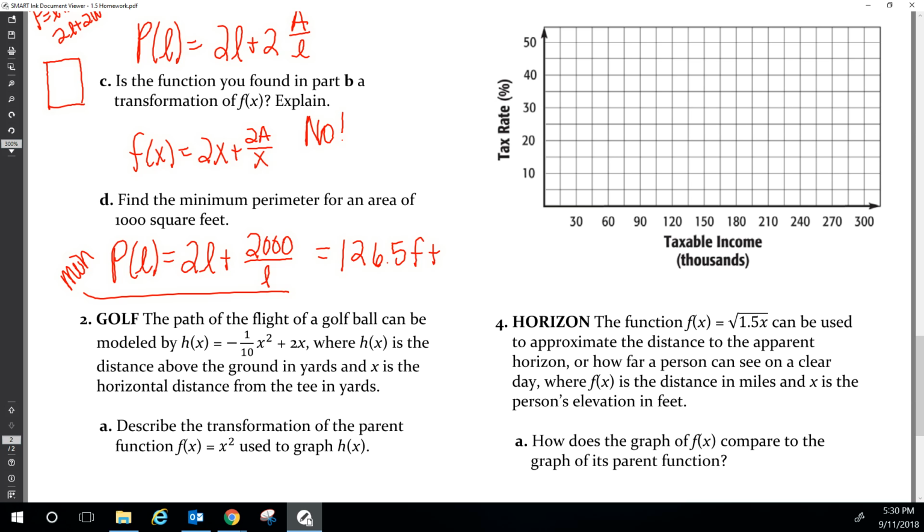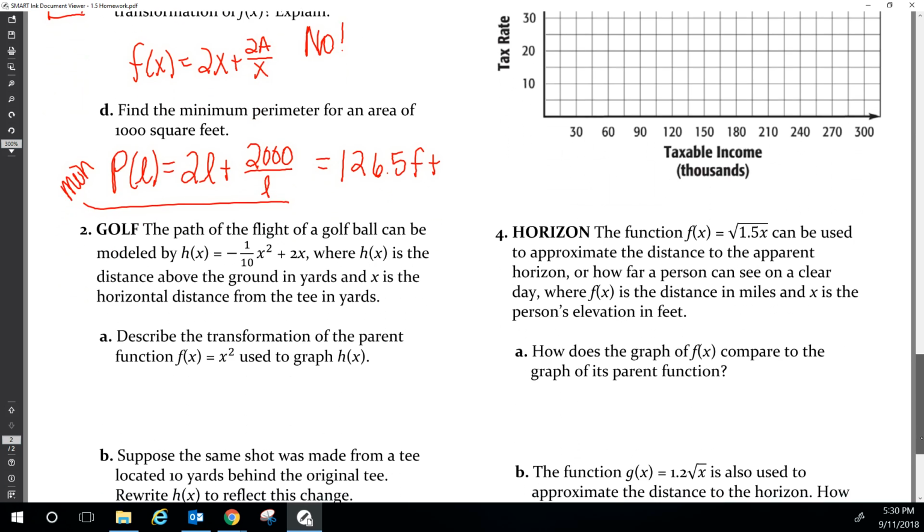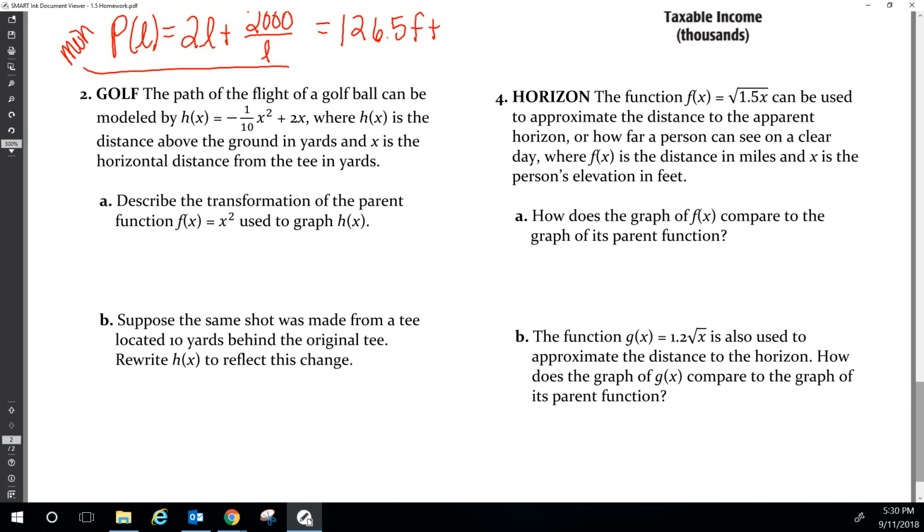All right. Number 2, we're talking about golf, and the path of the flight of a golf ball can be modeled by this function, where h of x is the distance above the ground in yards, and x is the horizontal distance from the tee in yards, and it asks us to find the transformations. Well, we can tell its parent function is a quadratic, but is this guy in vertex form to where we can see the transformations of the vertex? We can't tell the transformations unless it's in vertex form.